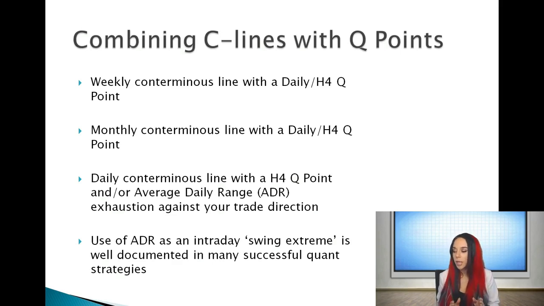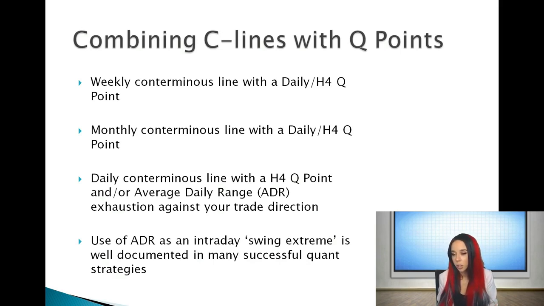In order to correctly execute a swing trade from a large time frame conterminous line, you need to combine it with a lower time frame Q point. When I say lower time frame, I mean 4 hour and a daily chart. For example, if you're using a weekly conterminous demand line, or you have a newly formed bullish engulfing and you're using that conterminous line as your bounce point, you really must locate a daily Q low or even a 4 hour Q low with the direction of your bounce.